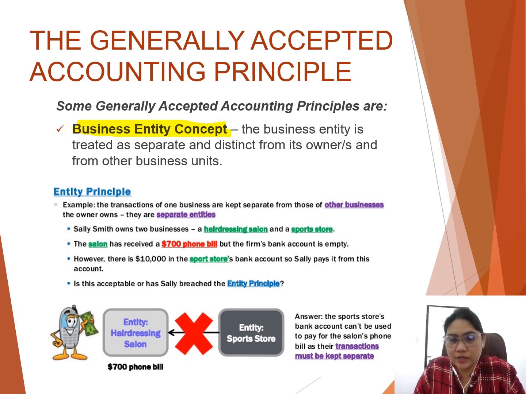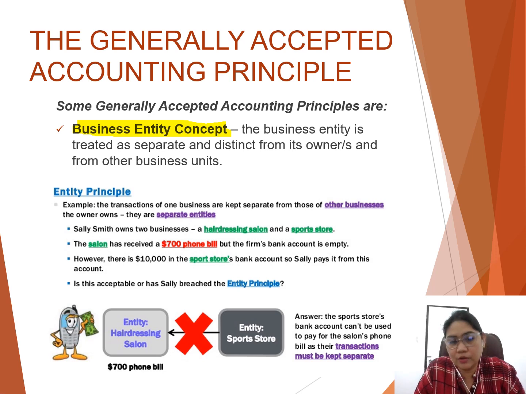Isang hairdressing salon, tsaka isang sports store. Yung salon daw naka-receive ng $700 phone bill. But the firm's bank account is empty. So, walang pangbayad yung salon dun sa phone bill nila. Pero, yun daw sports store, meron siyang $10,000. So, ibig sabihin, may pera yung sports store. So, Sally pays it from this account. Okay? Kasi yun yung may laman.